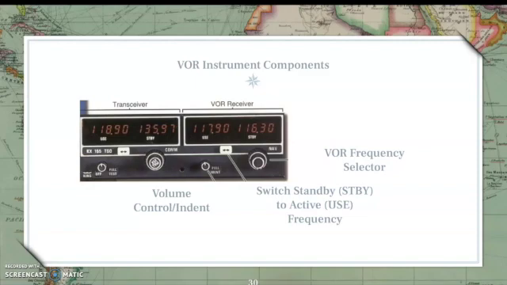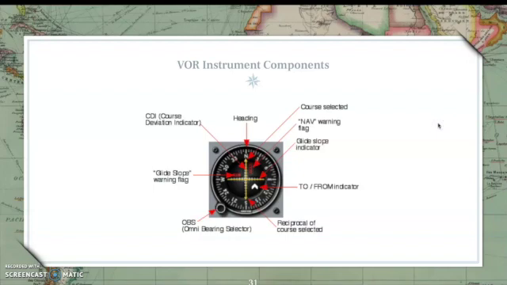So if we look a little bit more closely at our instrument components, here we have the transceiver and then we have the VOR receiver. We have the volume control or ident, that's over here. The switch between standby and the active frequency is here, and then our frequency selector is right here. And this is how we tune into different VOR stations that are on the ground. And then we have the actual indicator right here.